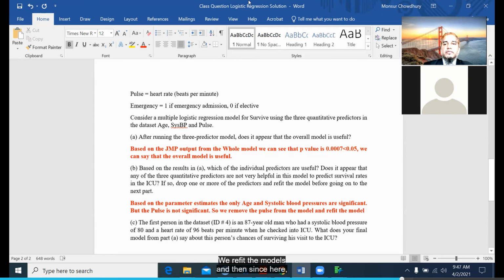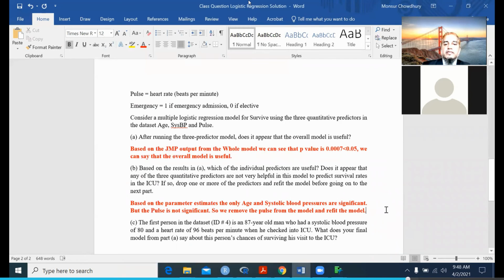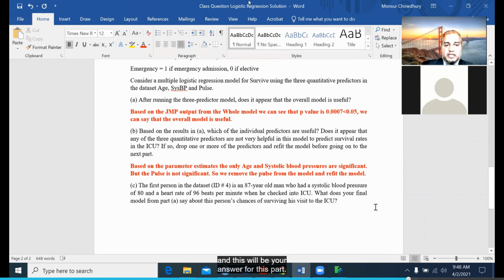Okay. So we refit the models, and since here I am just doing this part, I am not putting the output, so you need to put the output. First you need to put the parameter estimates including three predictors, and after that you should say that, based on these parameter estimates, you can see only age and systolic blood pressure are significant, pulse is not significant, so we remove the pulse from the model and refit the model. Then you put these parameter estimates for the refit model, and this will be your answer for this part.